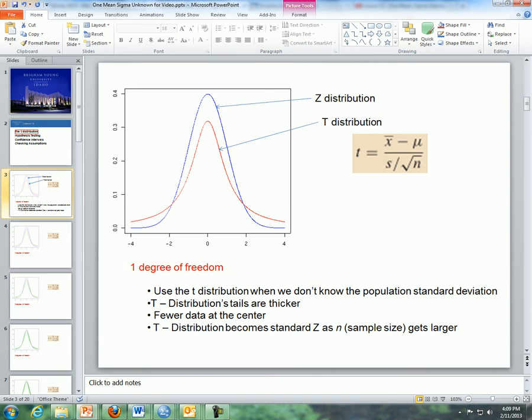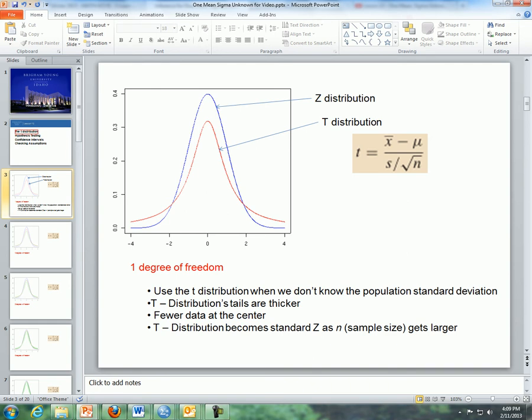Okay, but notice what happens when we increase our sample size. Now what I have down here represents 1 degree of freedom. So this here represents the t-distribution with 1 degree of freedom. In this case, degrees of freedom is the sample size that you get from your sample minus 1. So say the sample size is 2, the degrees of freedom would be 1.